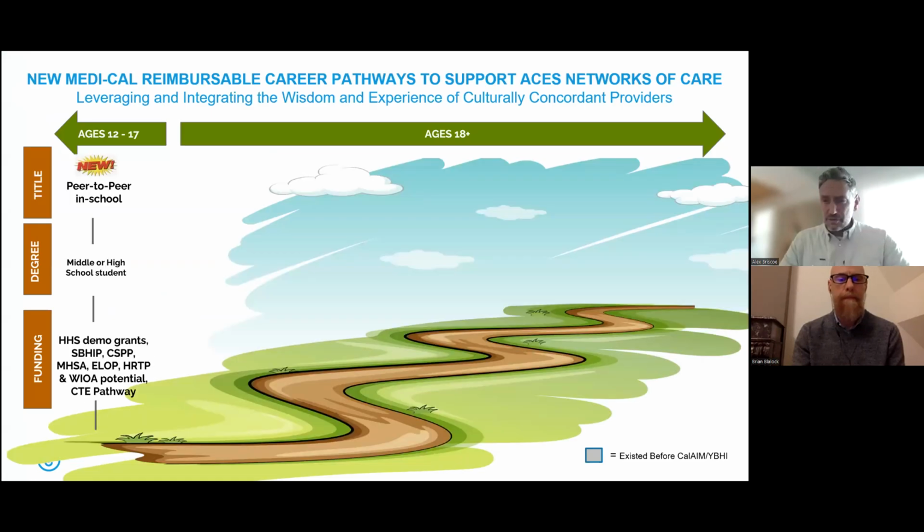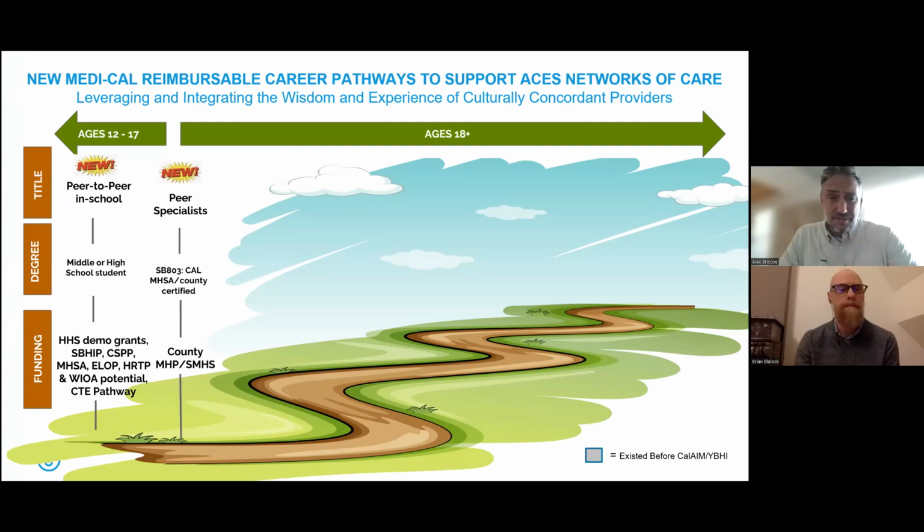There's a whole series of new peer-to-peer programs in high schools where young people can get a stipend to help each other. There's the Cal HHS demonstration project, but there's a number of these programs being funded by the Student Behavioral Health Incentive Program, as well as the Community Schools Partnership Program. But that really should just be the beginning of a new career pathway for low-income young people to engage in new models of support. They could graduate high school and become peer specialists.